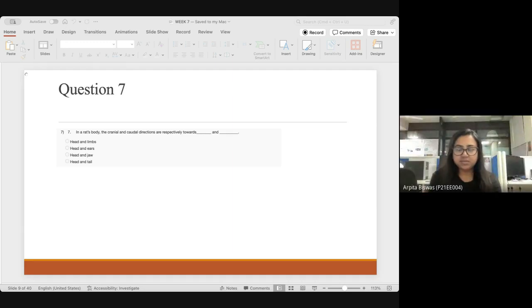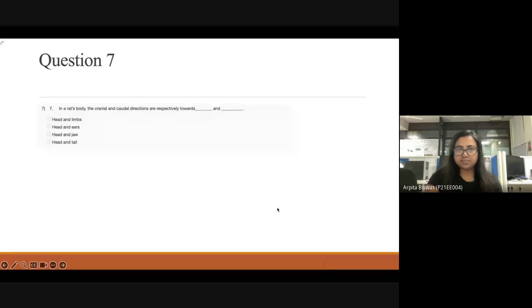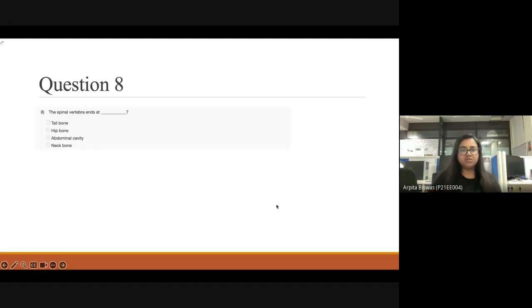So what is the right answer here? The question number 7, the right answer is option D, head and tail. Okay. So next move toward question number 8. The spinal vertebra ends at dash. First option is the tailbone, second is the hip bone, then abdominal cavity, and fourth option is the neck bone. So what is the right answer here?